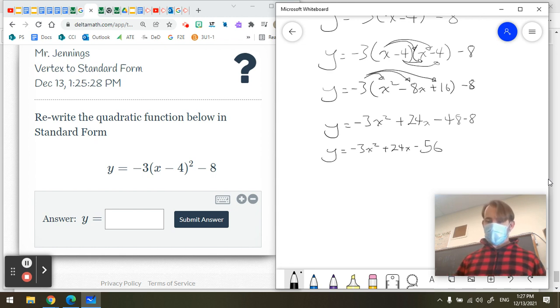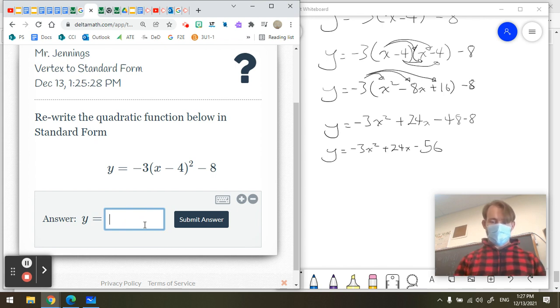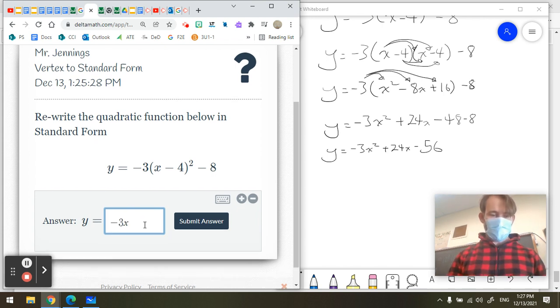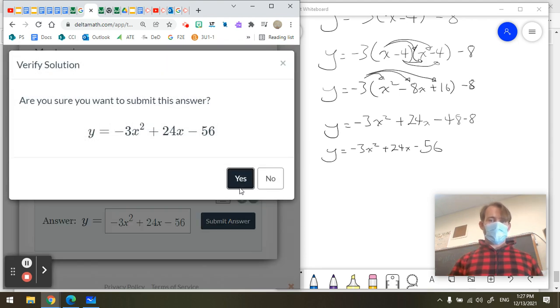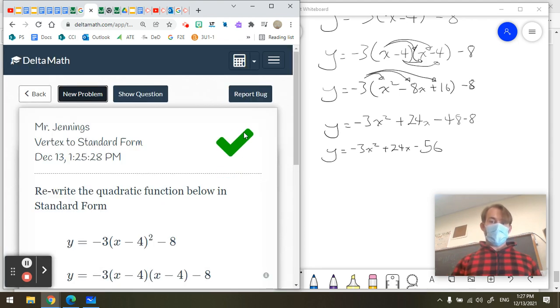And then you can check that quickly in Desmos before you put it in, or you can just be confident and put it in here. -3x squared plus 24x minus 56. Submit answer. Yes. Hooray! We got it.